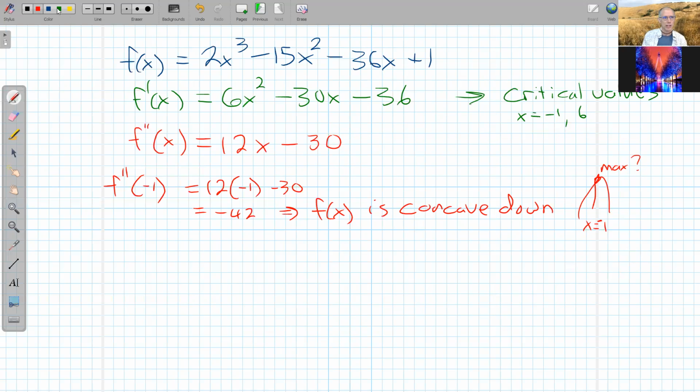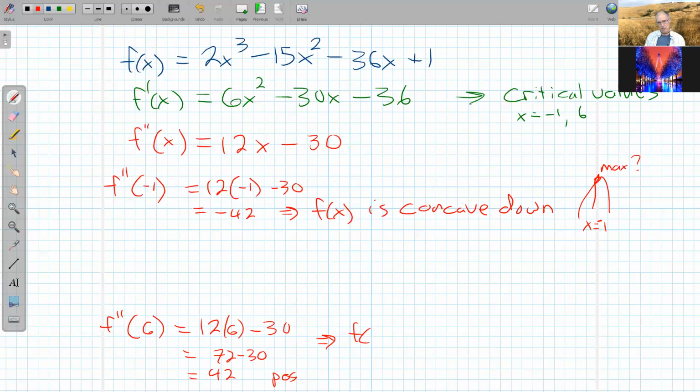And correspondingly, what's going on with the second derivative at 6? I get 12 times 6 minus 30. 12 times 6 is 72, minus 30. That's going to give me positive 42. Kind of a coincidence that they are symmetric, negative and positive numbers. But a positive second derivative implies that f of x is concave up.